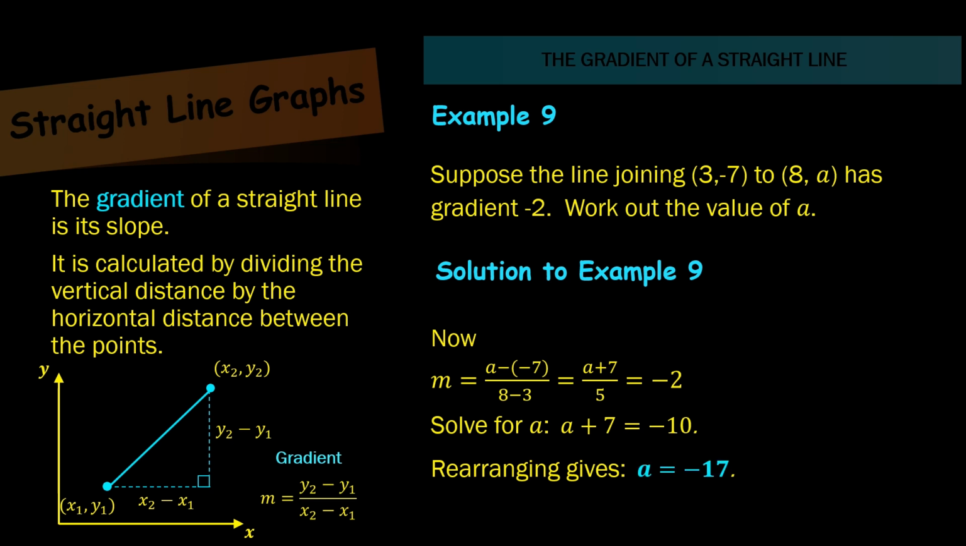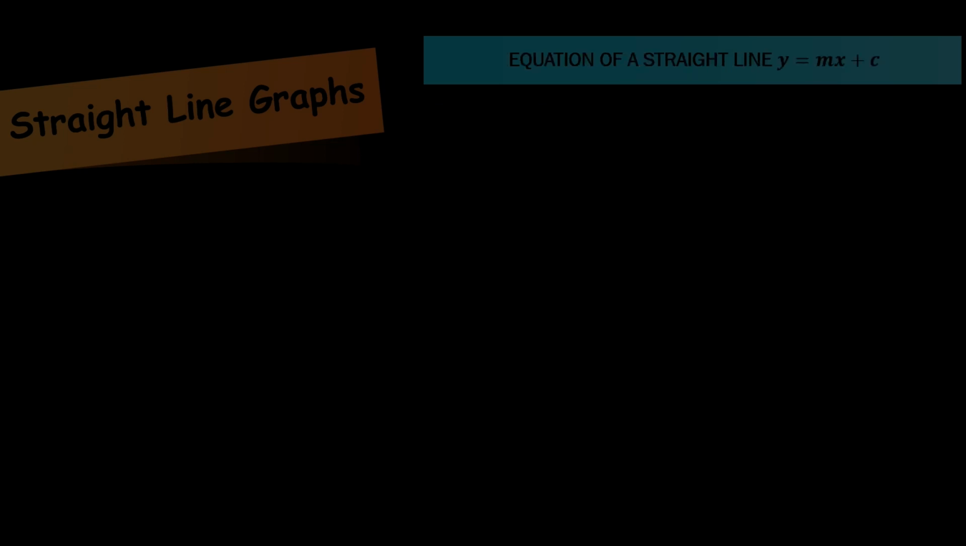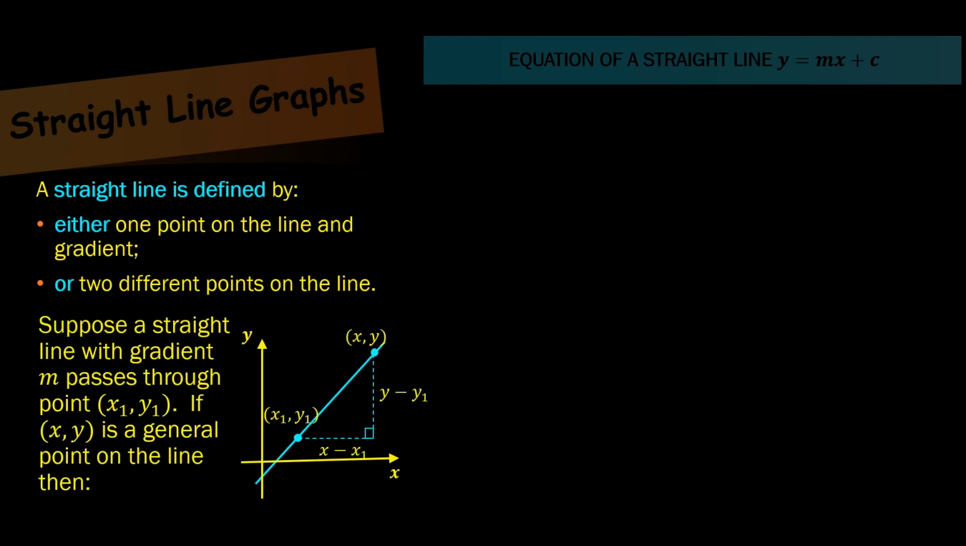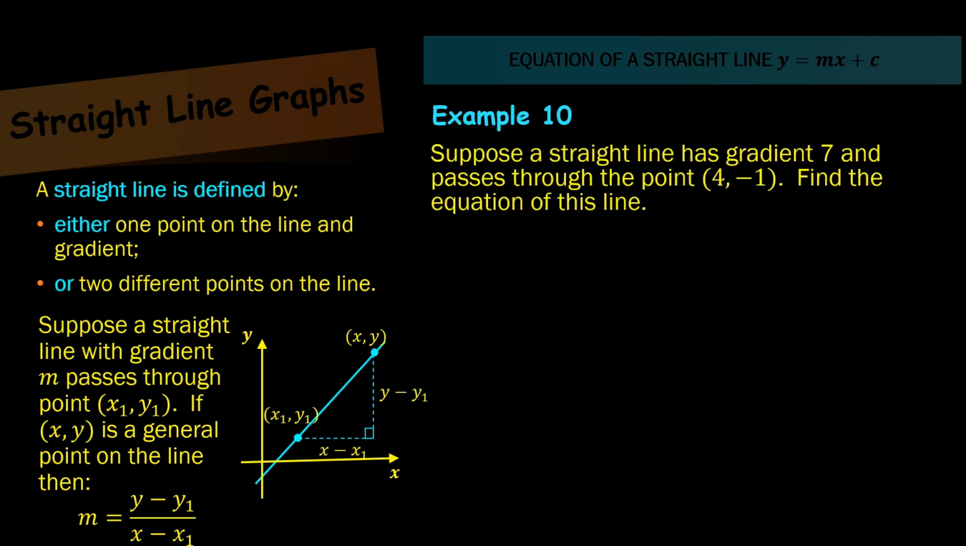We will now take a look at some theory. A straight line is defined by either one point on the line and the gradient, or two different points on the line. Suppose a straight line with gradient m passes through the point (x1, y1). If (x, y) is a general point on the line, then the gradient m is equal to the change in y, which is y minus y1, over the change in x, which is x minus x1. So let's take a look at an example to illustrate this theory.